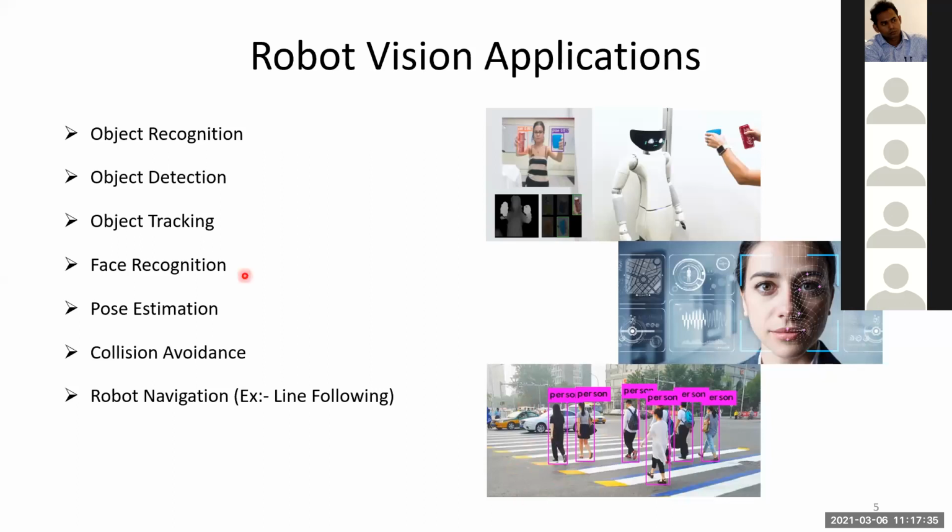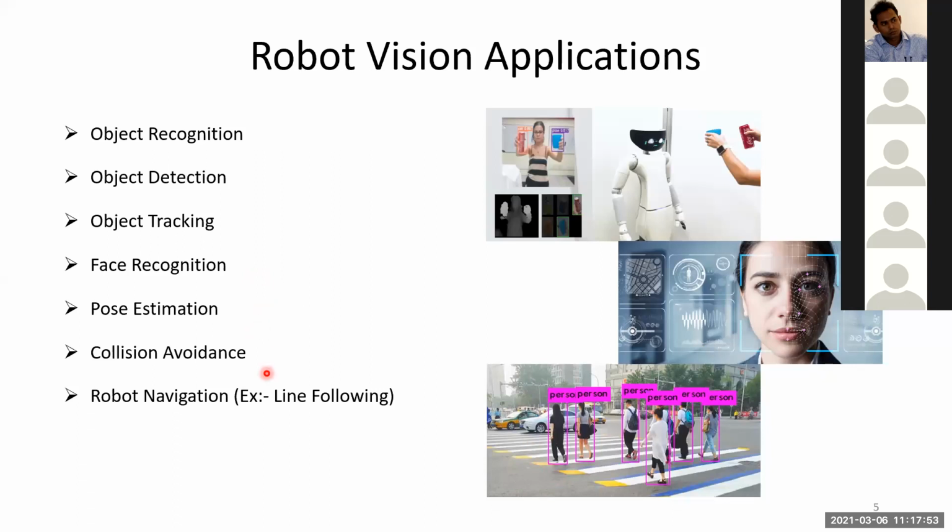Face recognition is another interesting application. In that, you try to identify the person using the features of the face. It's another common application. In pose estimation, you try to estimate the different poses of humans.